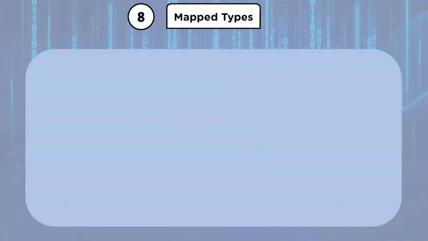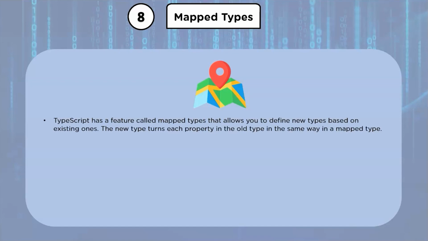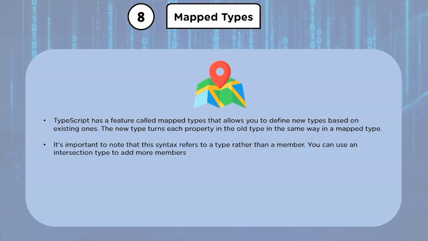Mapped types. Taking an existing type and making each of its properties optional is a typical undertaking. Because this happens frequently enough in JavaScript, TypeScript has a feature called mapped types that allows you to define new types based on existing ones. The new type transforms each property in the old type in the same way in a mapped type, for example, make all the properties optional or the readonly type. It's important to note that this syntax refers to the type rather than a member. You can use an intersection type to add more members.